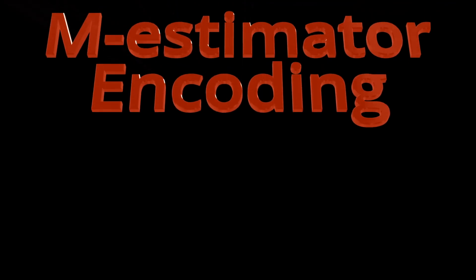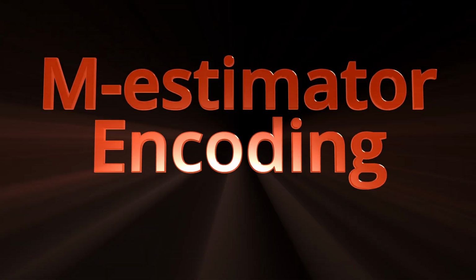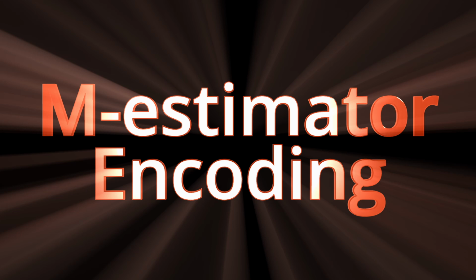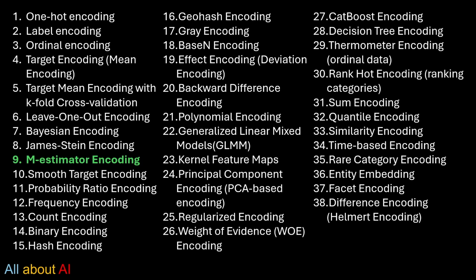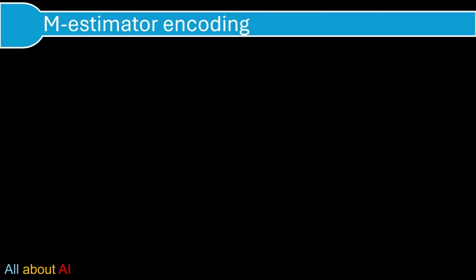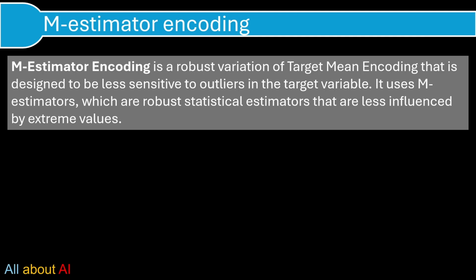M-estimator encoding is another variation of target mean encoding. It is designed to handle outliers in the target variable. The idea is to assign a weight to each category based on its deviation from the overall class frequency. This weight is then used to adjust the encoding of the categorical variable, giving more importance to underrepresented categories. Thus, the M-estimator is a robust statistical estimator, less influenced by extreme values.